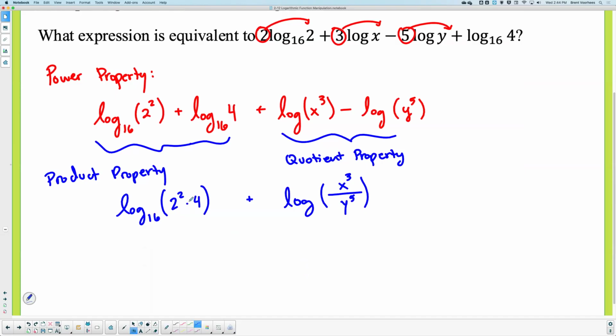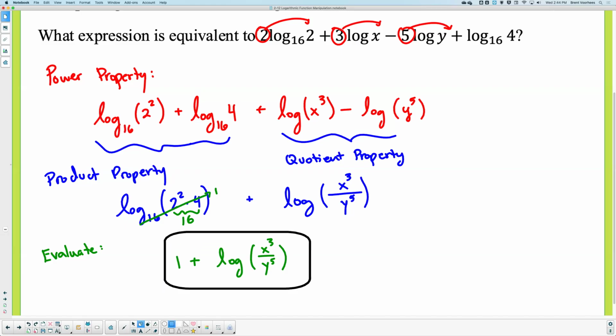Do y'all know what 2 squared times 4 is? 16. I'm going to evaluate this. 2 squared is 4. 4 times 4 is 16. We can evaluate this. What is log base 16 of 16? That's going to become 1. It becomes 1 plus log x cubed over y to the 5th. That's why I did not change my base, because I knew I was going to be able to evaluate. I would wait on changing your base and do that very last, because honestly, it doesn't get you very far in a lot of problems.